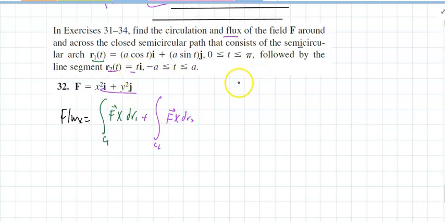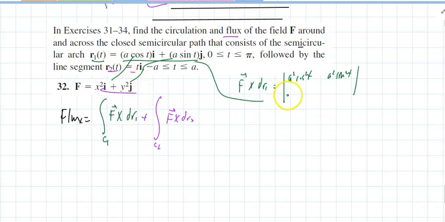Let's go on the side and figure out what is F crossed with dr1. That is a cosine of t. That is a squared cosine squared of t and a squared sine squared of t. And dr, if I take the derivative of that, would be negative a sine of t and a cosine of t.